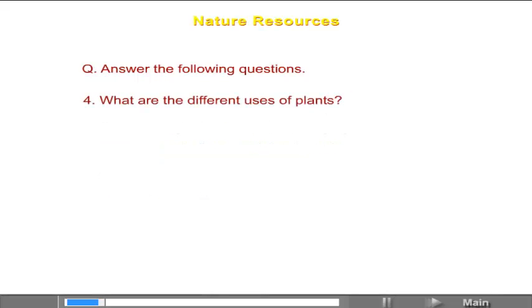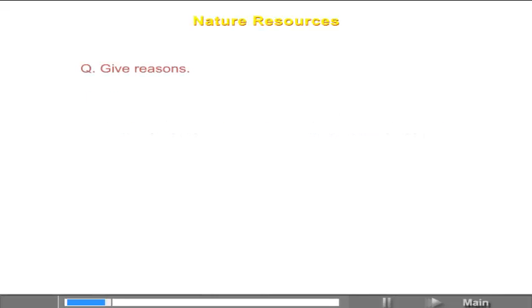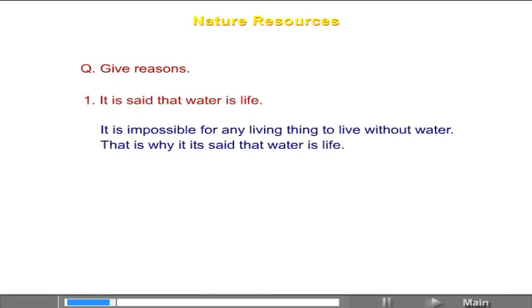What are the different uses of plants? From plants, we get food, wood, fibers, medicines, etc. Give reasons. It is said that water is life. It is impossible for any living thing to live without water. That is why it is said that water is life.